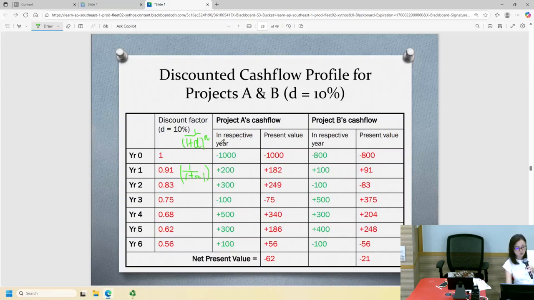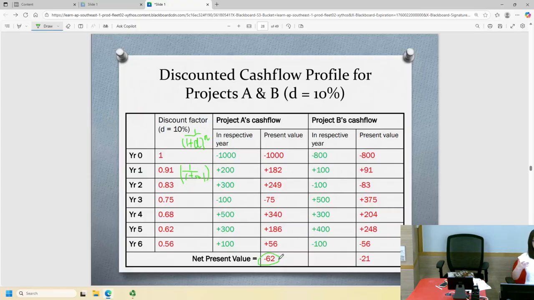So we convert all these future money into present value. And finally, we can add up all of them. Okay, 1,000 plus 182 plus 249 and then minus 75 and so on. And the total will be negative 62.